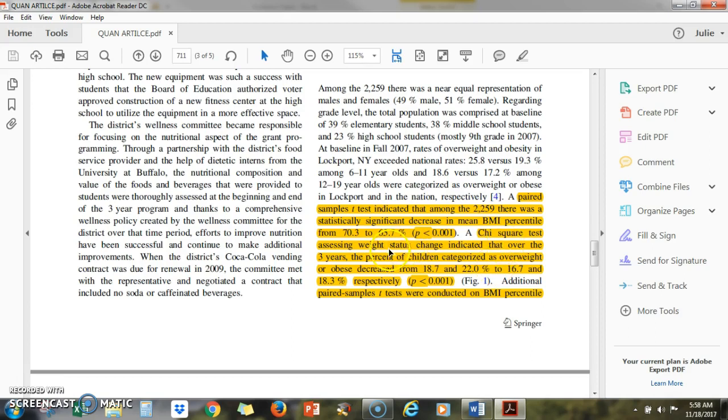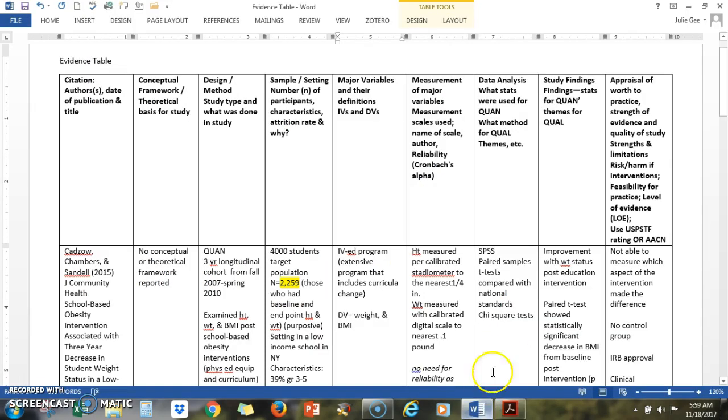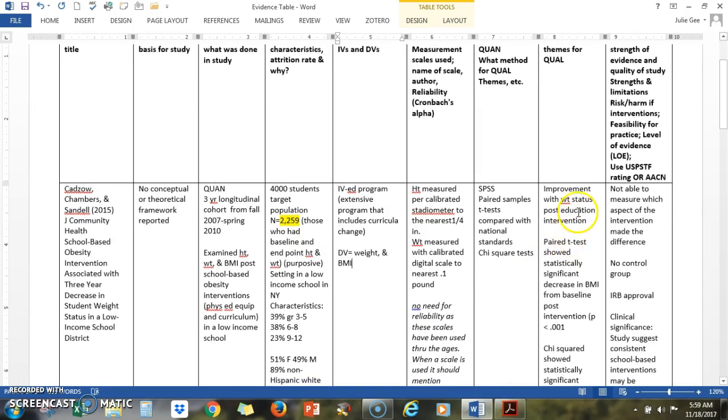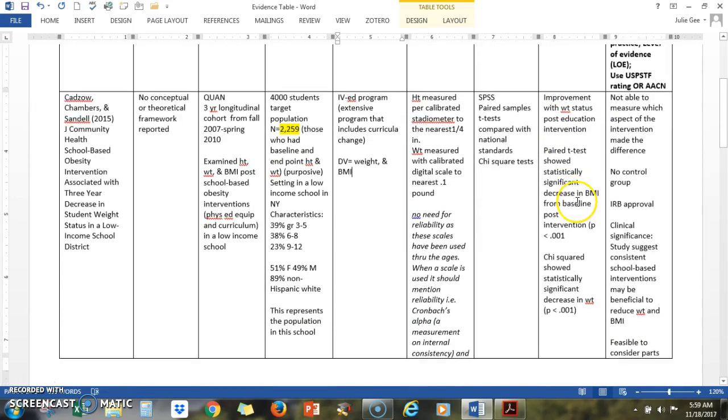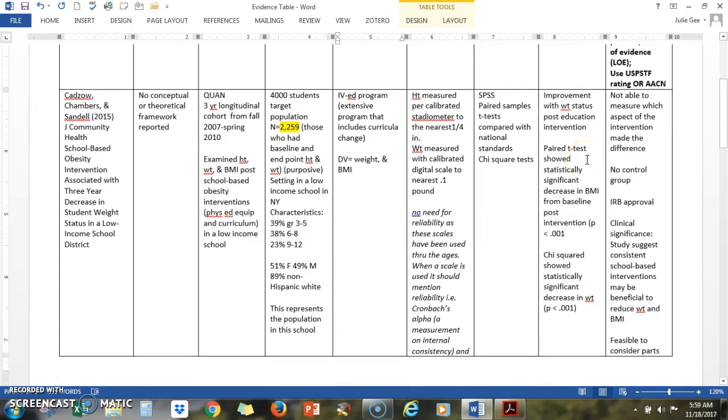And then it talks about the chi-squared test for weight over the 3 years, and it shows that it's statistically decreased. And it gives us these results with a p-value of 0.001. You can write those results in there if you want. What I did is I just wrote that it showed an improvement in weight status post the intervention and BMI. You don't even need to write that. But the paired t-test showed statistically significant decrease in BMI, and I think that was percentile, from baseline to post-intervention, and the p-value is 0.001. That's all I really cared about, was the statistical significance.